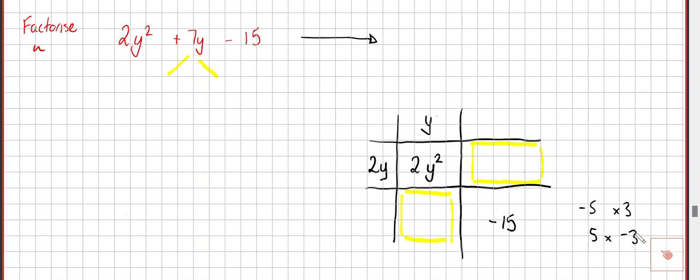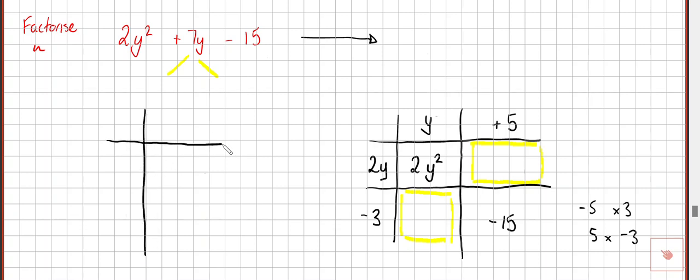Because I'm going to use these numbers. Which pair should I use? 5 times negative 3. Okay, which one would you like to put on this side? We put the positive 5, and this one is the negative 3. Okay?